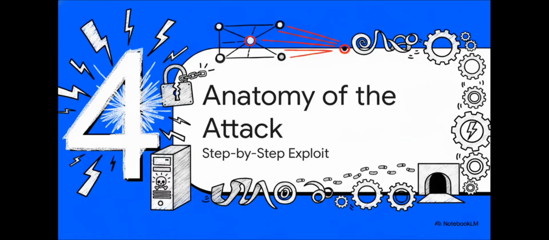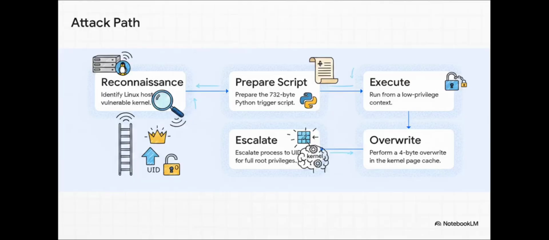Let's move to Section 4, Anatomy of the Attack. Let's walk through the 5-step attack path documented by Microsoft's Defender Security Research Team. It's pretty slick. Step 1, reconnaissance. The attacker scopes out the environment to make sure it's running a vulnerable kernel. Step 2, they prep that microscopic Python trigger we just talked about. Step 3, they execute it from a low-privilege context, like a compromised basic user account. Step 4 is the surgical strike, a highly controlled 4-byte overwrite right in the kernel's page cache.